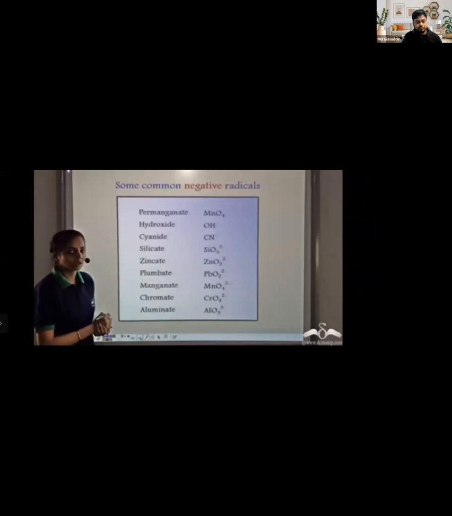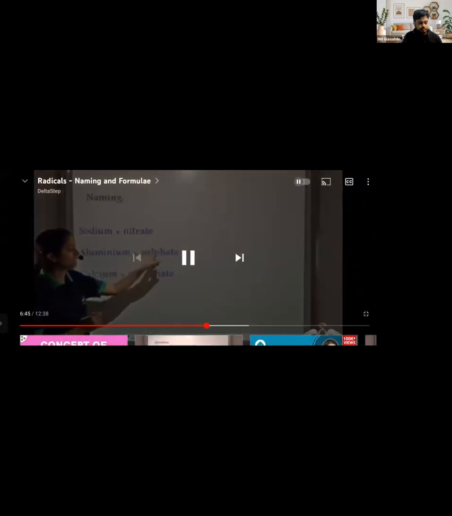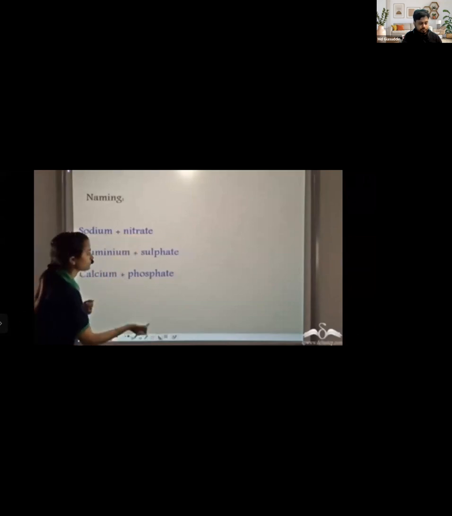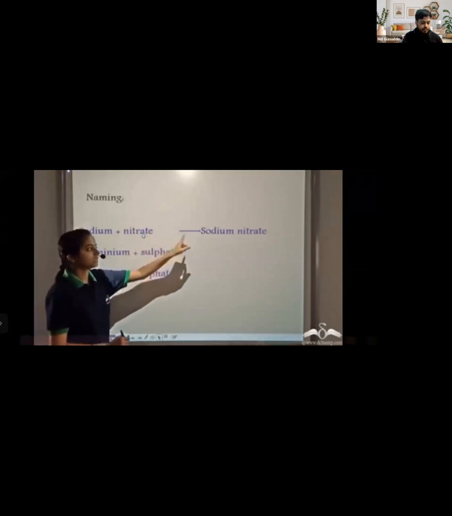So how do we name the compounds that have radicals? Alright, so these are certain compounds. They have radicals in them. The first compound is sodium and the radical nitrate. So how do we name it? It's named as sodium nitrate. We always name the positive part first. So we have positive and negative. We know that most of the time radicals are negative. So the radicals are named second.